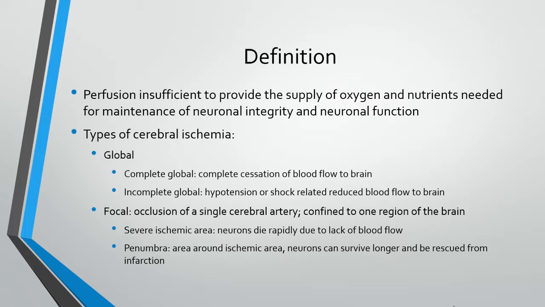So there's two different types of cerebral ischemia. The first is global cerebral ischemia. This could be due to things like cardiac arrest, where there is complete global ischemia with no blood flow to the brain, or from things like sepsis or severe hypotension, where you're getting much decreased blood flow to the brain, causing incomplete global ischemia. Things that we more often deal with, especially in neurosurgery, is focal cerebral ischemia.